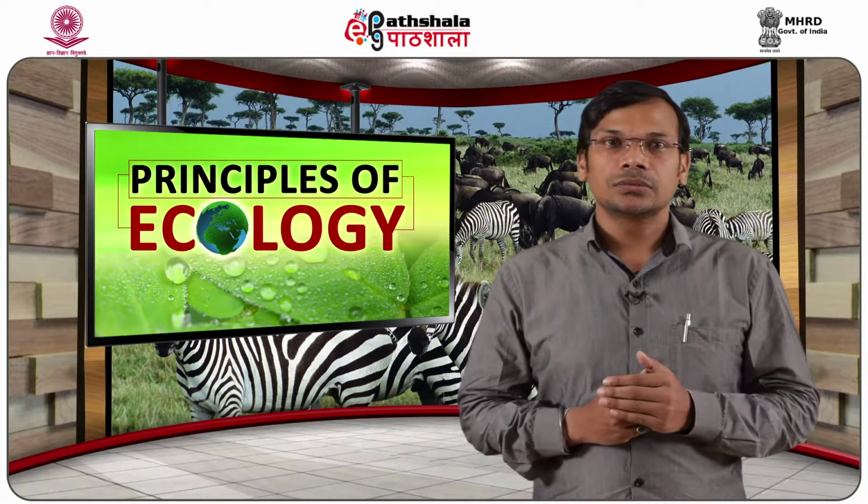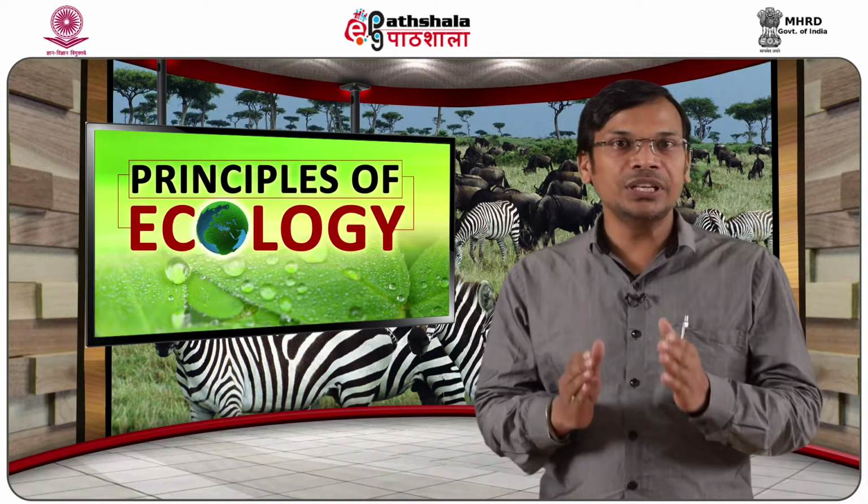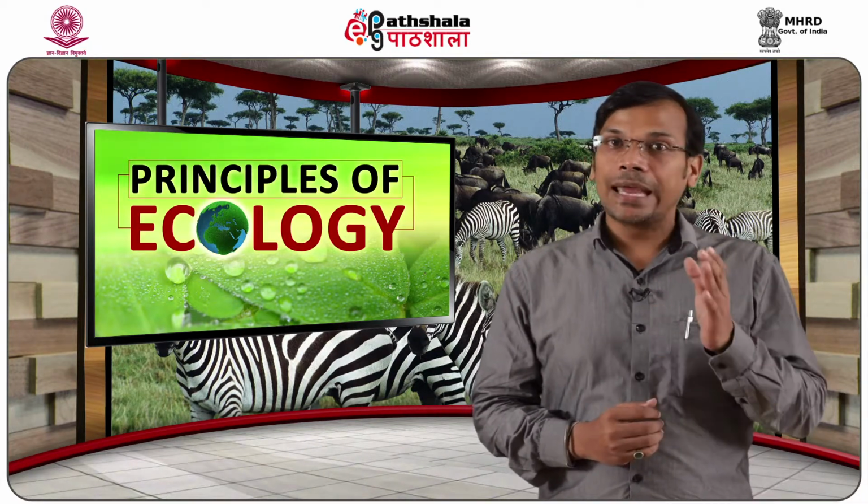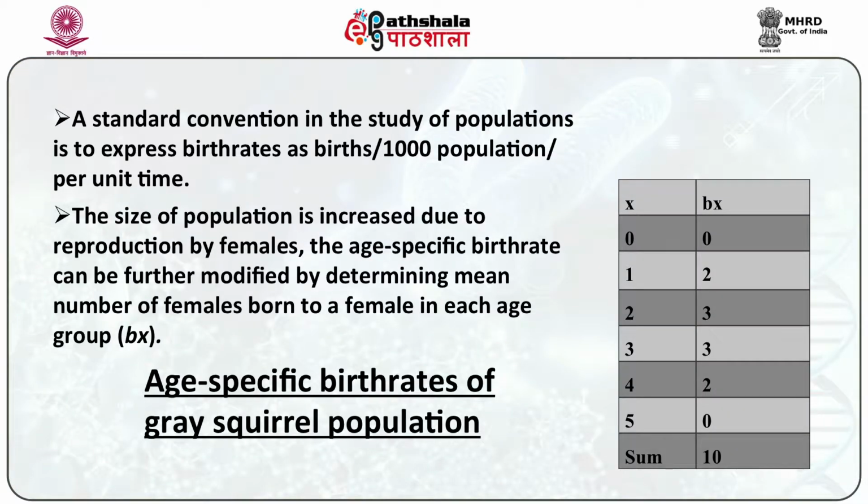Therefore, in nature the actual rate of change of population occurs in response to the environment, age structure and genetic composition. A standard convention in the study of population is to express birth rates as births per 1000 population per unit time. This is calculated by dividing the number of births over a given time period by the population size at the beginning and multiplying by 1000. This will represent the crude birth rate, and this can be further improved by taking two important factors.